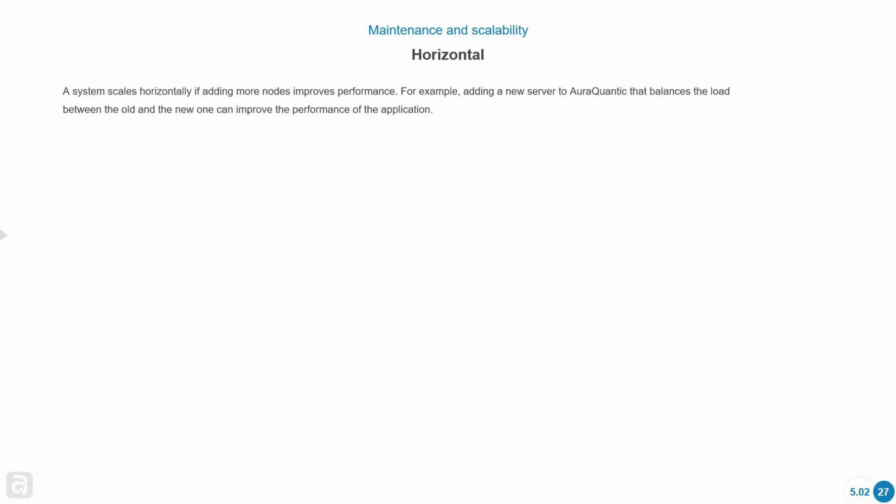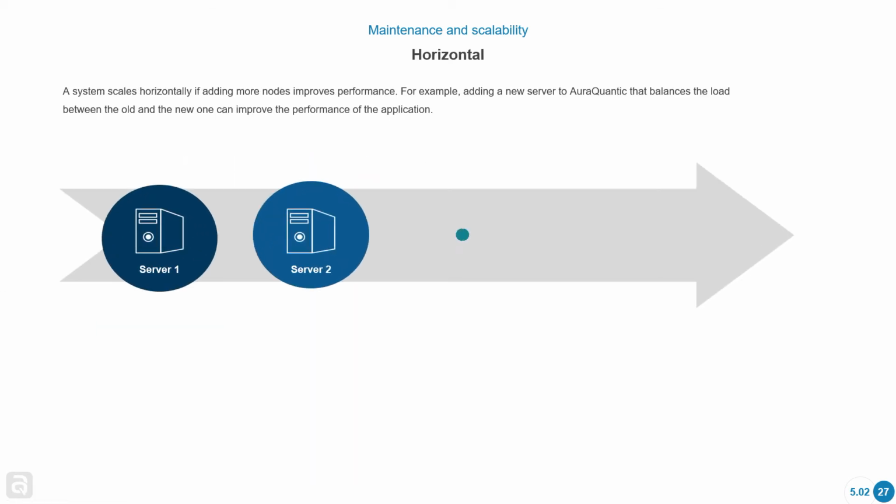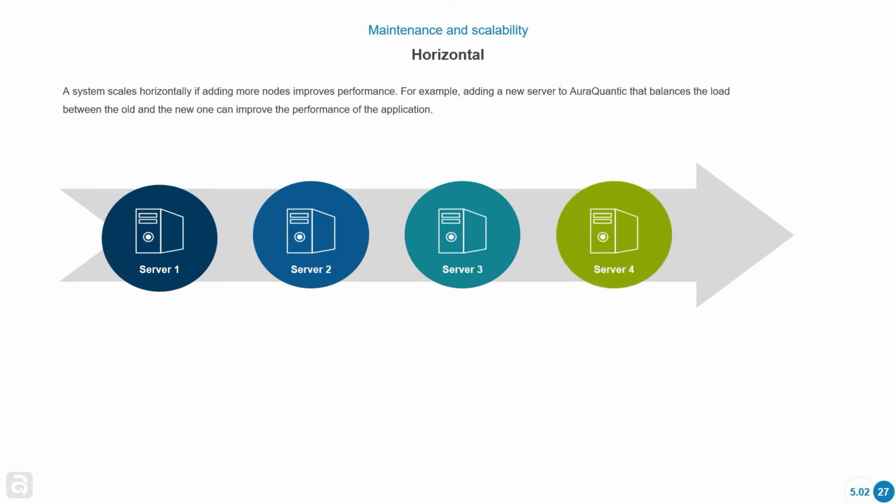Let's have a look now at the horizontal scalability. While in the vertical scalability we give more power and capacity to the servers, the horizontal adds more servers to have more capacity. A system scales horizontally if adding more nodes improves performance. For example, adding a new server to Quantic that balances the load between the old and the new one can improve the performance of the application. If it's a cloud server, as we mentioned before, it can be resolved in a matter of minutes with a simple call to the provider.